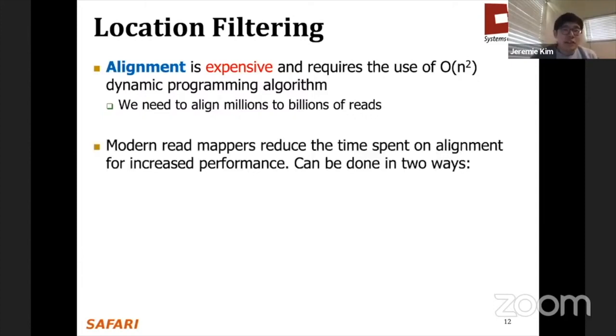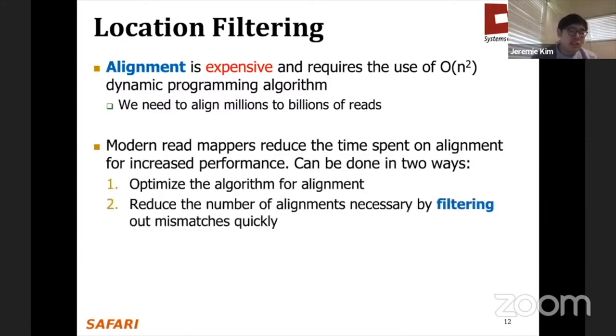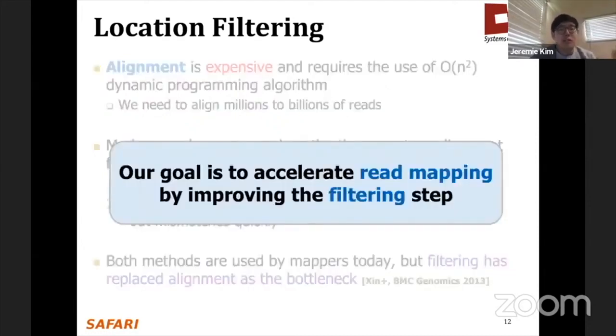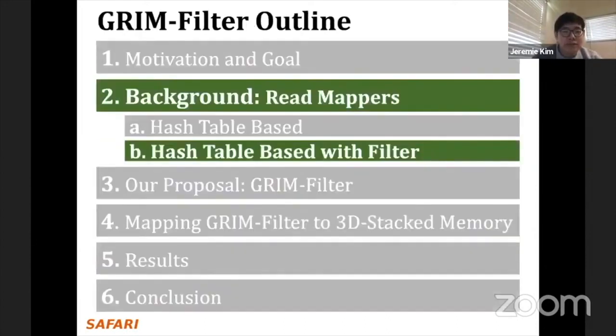Modern read mappers reduce the time spent on alignment for increased performance, and this can be done in two ways: by further optimizing the alignment algorithm, which many prior works have tried, or by reducing the number of alignments necessary by filtering out mismatches quickly. Both of these methods are used by mappers today, but now filtering has replaced alignment as the bottleneck. So our goal is to improve the filtering step in read mappers.